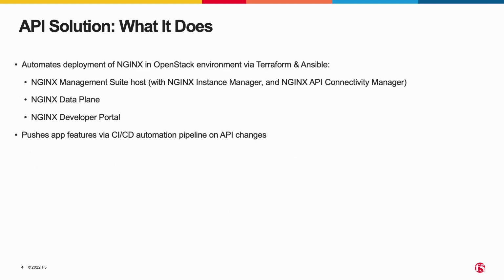This solution deploys the F5 NGINX Management Suite and API Connectivity Manager using infrastructure as code tools to provide consistent, scalable, and reliable infrastructure. Here we automate deployment of the key components of the NGINX solution, including the Management Suite host, NGINX Instance Manager, NGINX API Connectivity Manager, NGINX Data Plane, NGINX Developer Portal, and more.